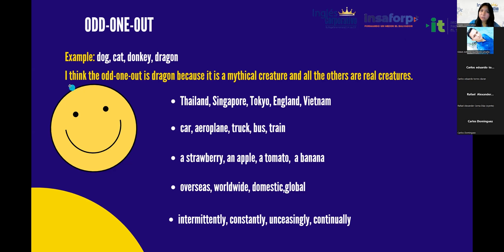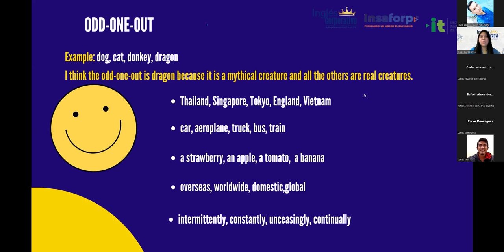So we have a short explanation. This is how you need to answer: I think the odd one out is dragon. Why? Because it is a mythical creature and all the others are real creatures. So in this case, we have dog, cat, donkey, and dragon. Those are real, dog, cat, donkey. But dragon? No, right? In this case, we have some other ones. We have Thailand, Singapore, Tokyo, England, and Vietnam. Which one is the odd one out? Which one is different? What do you think?